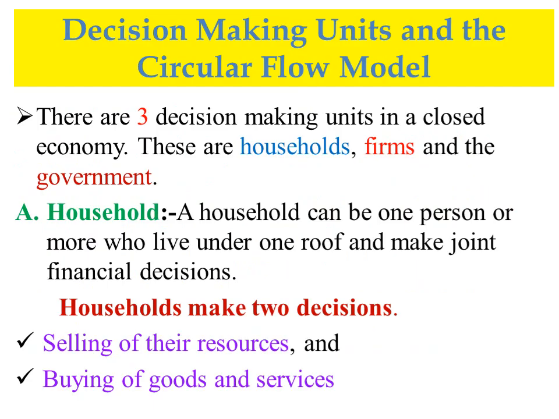Today we are going to see the decision-making units in the circular flow model. There are 3 decision-making units in a closed economy: households, farmers, and the government.